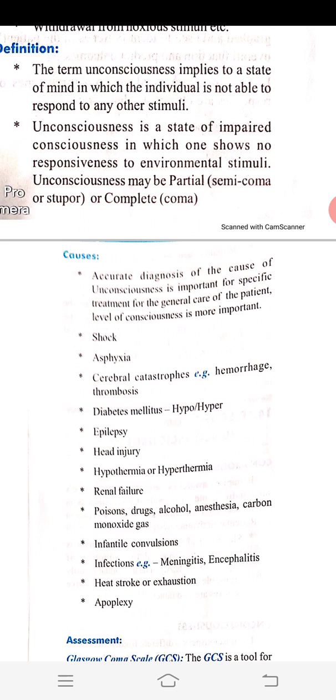So, causes of unconsciousness. Why does a patient become unconscious? There are certain causes. First is the shock condition. In shock, blood pressure will fall because of severe loss of blood. The patient also goes into shock with burns, allergic reaction, and sudden emotional distress.